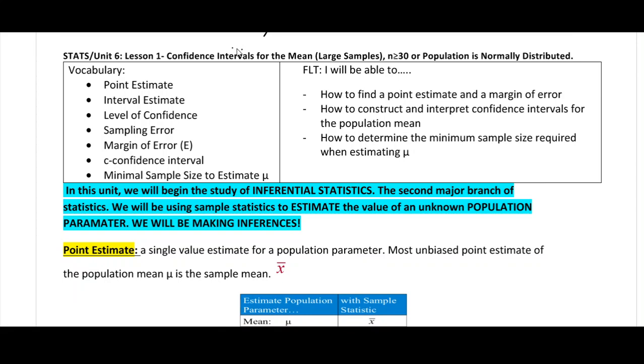Hey guys, it's Mr. Knockme here, about to go over Unit 6, Lesson 1, Confidence Intervals for the mean with large samples. Let's get into it here, right?